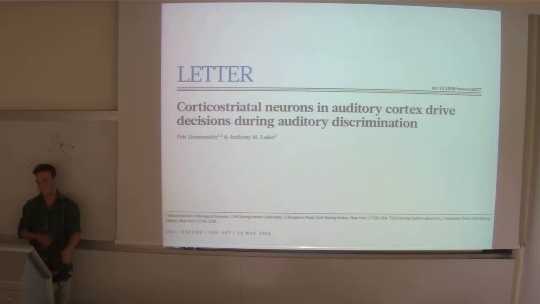Okay, so for those who don't know me, my name is Nawaz. I'm going to present a paper from Nature published in 2013 by Znamensky and Zador from the Cold Spring Harbor Laboratory. As you can see, its title is Corticostriatal neurons in auditory cortex drive decisions during auditory discrimination. So as you can see, it relates to the auditory cortex. I hope it'll be a nice primer for this Sunday's presentation. I hope I'll get everything right.